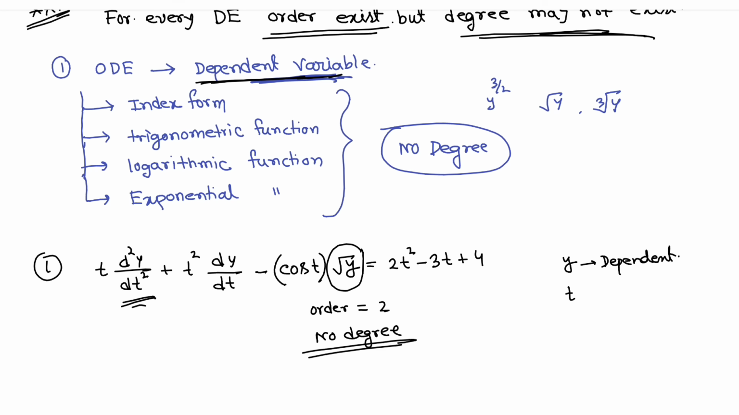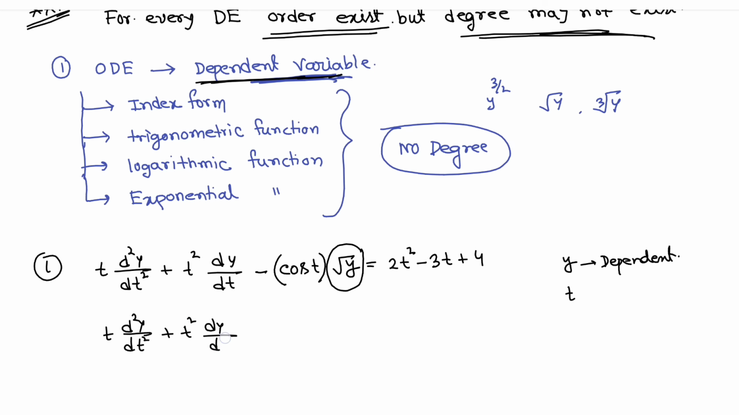Similarly, suppose I write the same equation: t d²y/dt² plus t² dy/dt minus cos t into y equals 2t² minus 3t plus 4. Now tell me what is the order and degree of this equation? Order is 2 because the highest order is 2. And what is the degree?